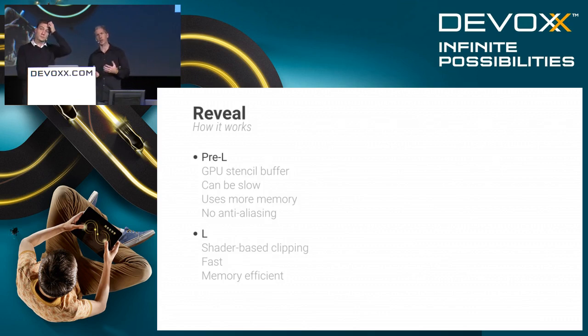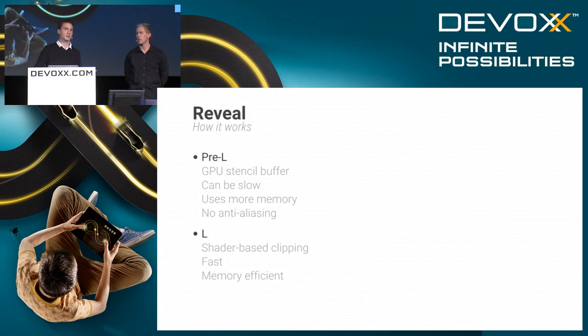So the way it works is, prior to L, we're using a stencil buffer. Roman can talk more about that. Yeah, so the stencil buffer approach was, on the Canvas API, you can clip using a path or a region. So that's how you could clip to a circle, for instance, for the circular reveal. And I was using the GPU stencil buffer.